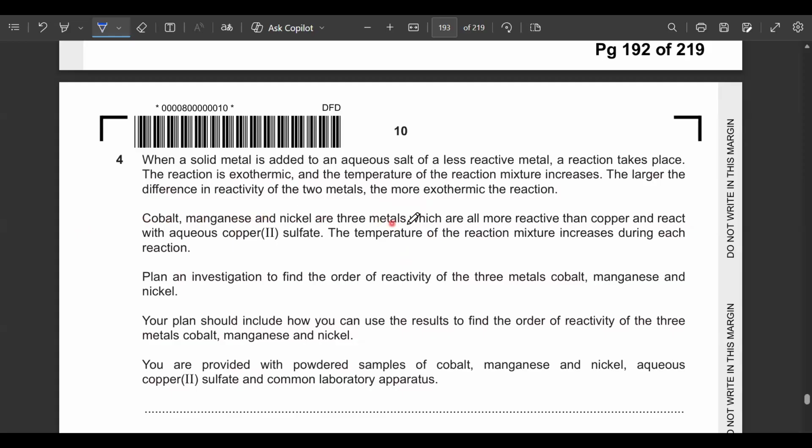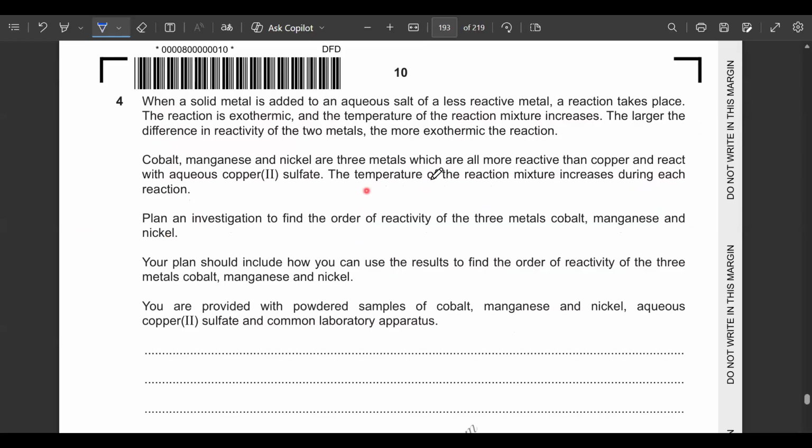Cobalt, manganese, and nickel are three metals which are all more reactive than copper and react with aqueous copper sulfate. The temperature of the reaction mixture increases during each reaction. Plan an investigation to find the order of reactivity of the three metals cobalt, manganese, and nickel. Your plan should include how you can use the results to find the order of reactivity. You are provided with samples of cobalt, manganese, and nickel.